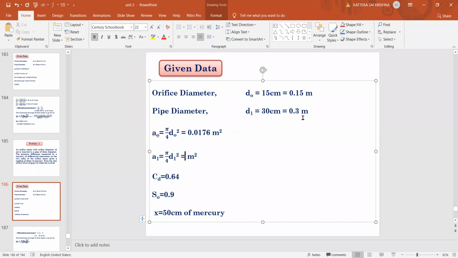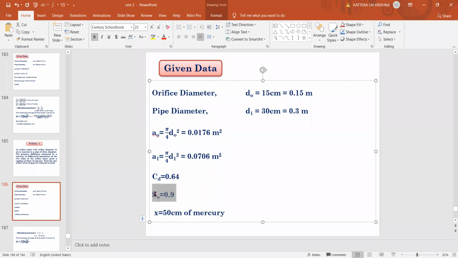Next find the area of the pipe: pi by 4 into 0.3 squared, which is 0.0706. Next he has given the coefficient of discharge CD equal to 0.64.